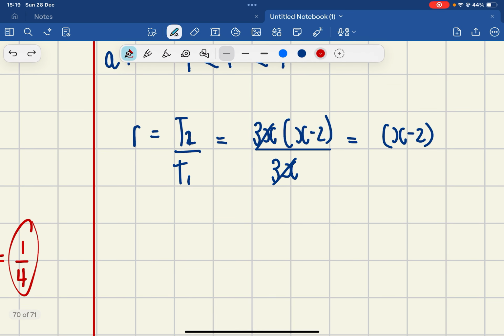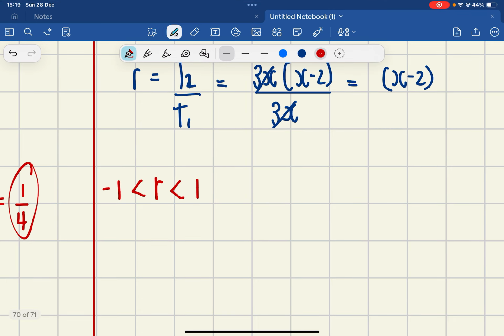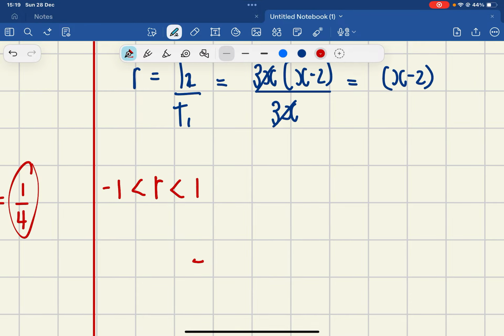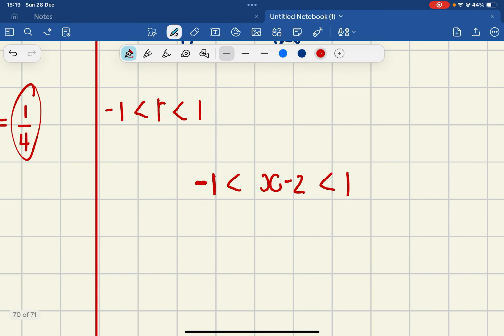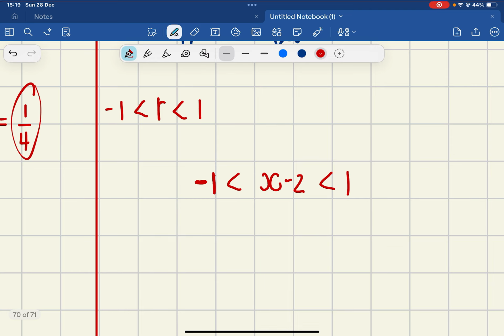Now, that being said, boys and girls, the series would converge when r is more than -1 but less than 1. So therefore, plug r where you see r in this formula, because they wanted us to see where it would converge: -1 is less than x minus 2, which is less than 1. And we simplify. What you do on the left hand side, you do on the right hand side.